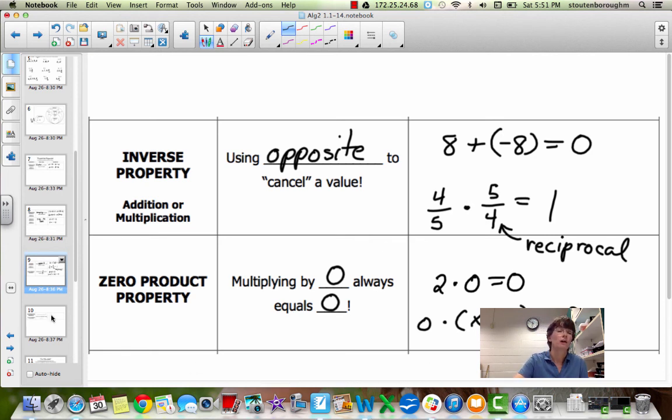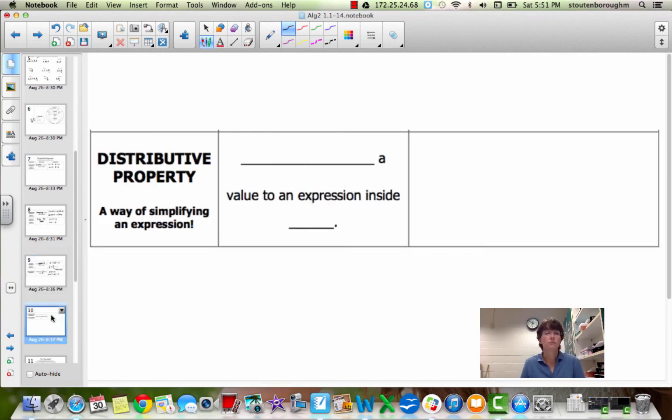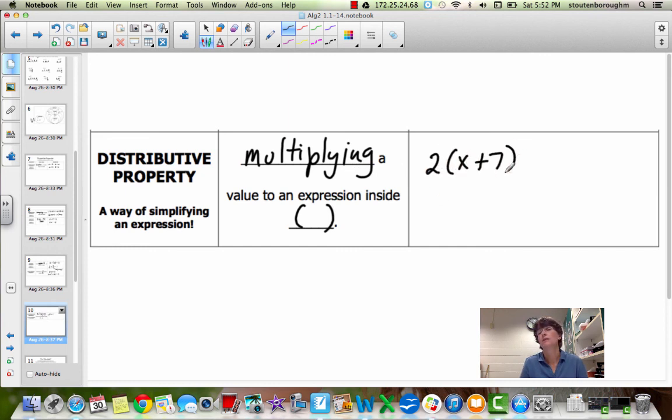Here we go. Last property, again, something you're very familiar with. We use it a lot, is the distributive property, and that is really defined as multiplying a value to an expression inside our parentheses. So for example, we have 2 times x plus 7. If we distribute, we're distributing the 2 to the x and to the 7, and we get 2x plus 14.